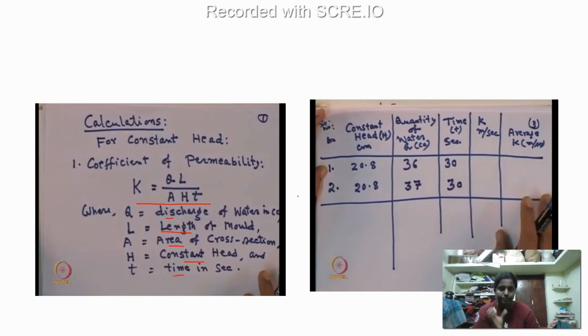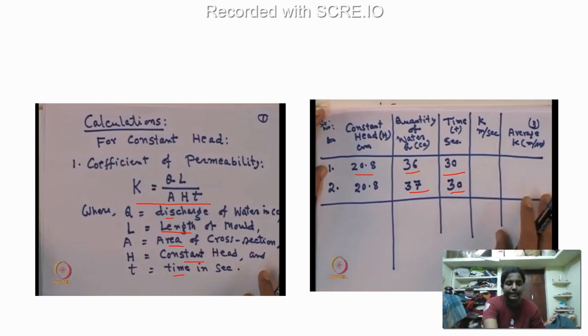So as I said, you keep a beaker at the bottom of the outlet from the sample. You open the valve, then you allow it to flow for a particular time. For example, for every 30 seconds they are collecting. So you have seen that the amount of water collected is going to be 36 ml at first trial and 37 ml at second trial. We can do some 3 to 4 trials. The head is going to be 20 centimeter from the top.